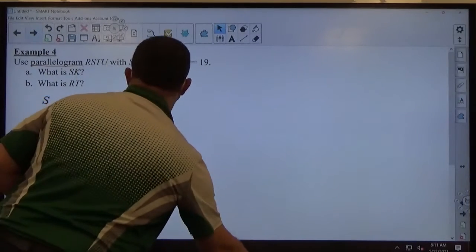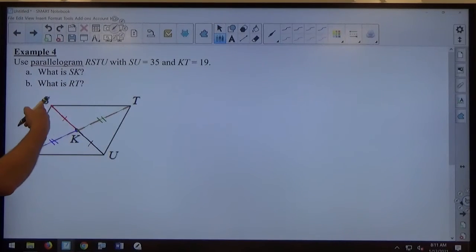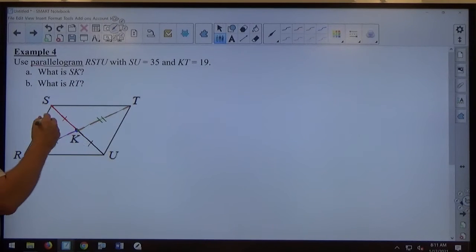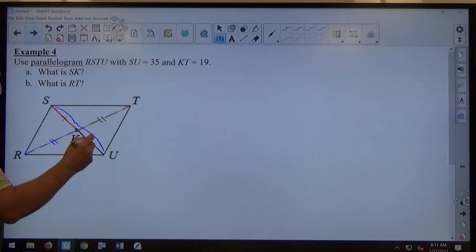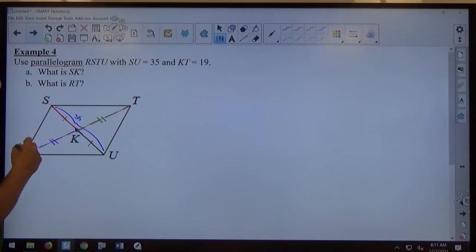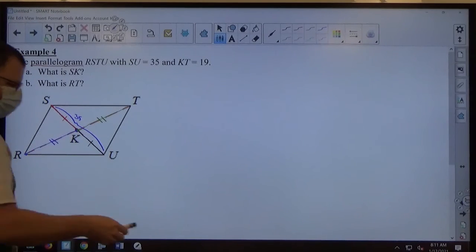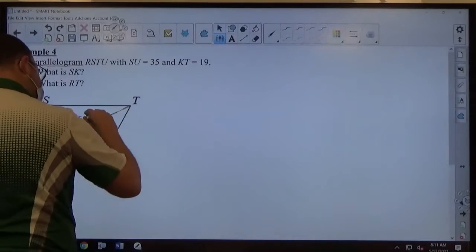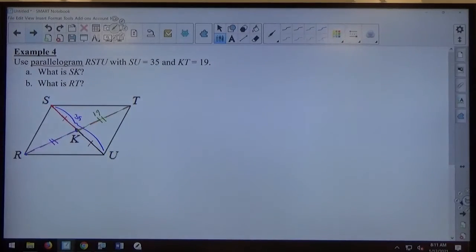Now it says SU equals 35. Well, SU is the entire length of this thing here, right? So from here to here, that's 35. And KT is 19. That's just this piece all by itself.